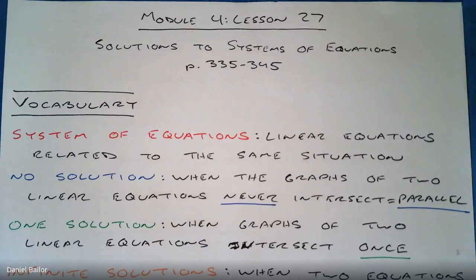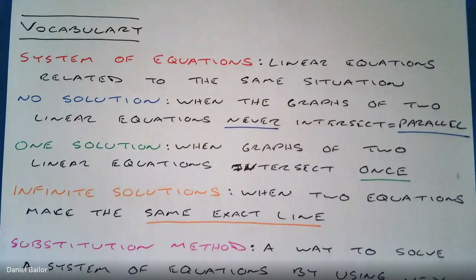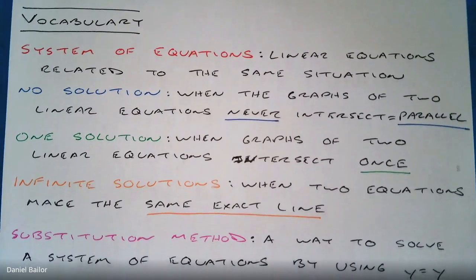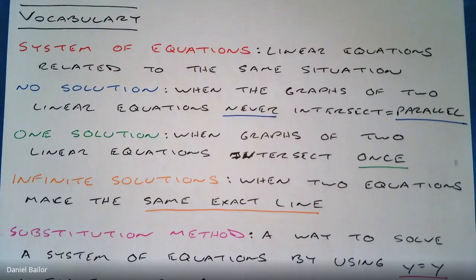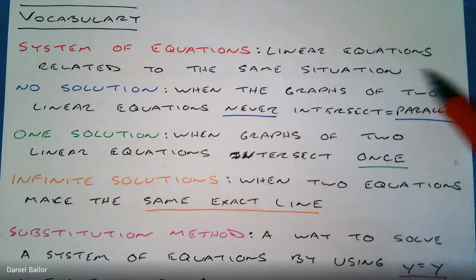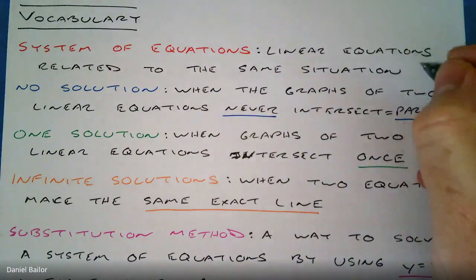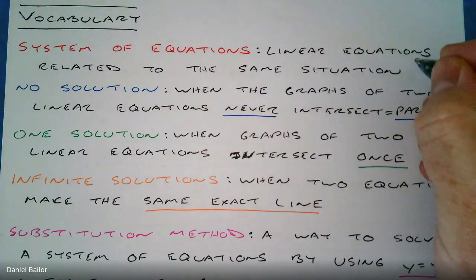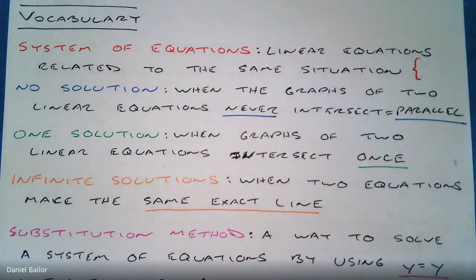Let's start our lesson with the vocabulary. We have 5 vocabulary terms today. So let's look at each of them. The first one is a review, system of equations. We've been having system of equations as our vocabulary word since lesson 24. A system of equations are linear equations that are related to the same situation. So it's a group of equations. And you remember to show that equations are in a system, you do a bracket that looks like that. That bracket shows that the equations are connected and exist in a system.